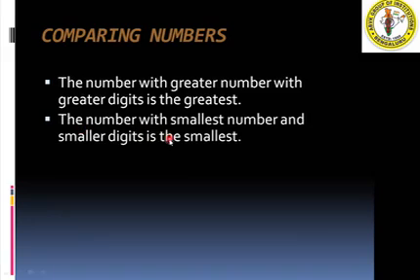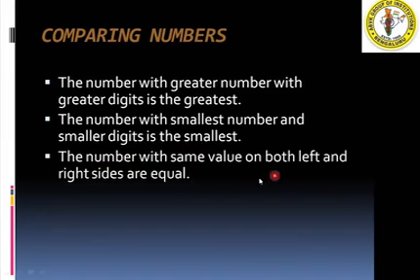Next, the number with fewer digits is the smallest. So when you compare, if a number has more digits, that will be the greatest, and if it has fewer digits compared to the first number, that will be the smallest. Next, the numbers with the same value on both left and right sides are equal. If both sides have the same number of digits and the same numbers, there you will put the equal symbol.